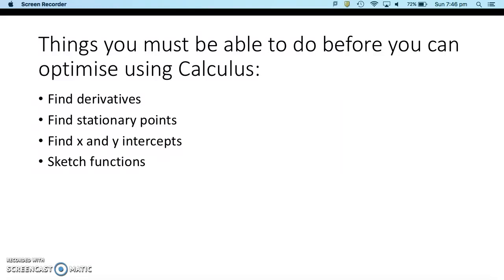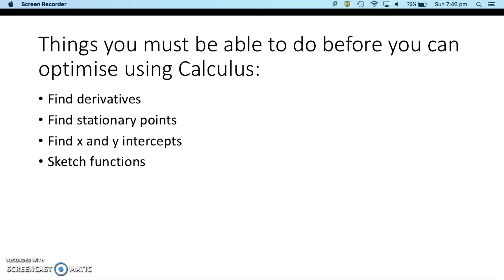Today we're going to be learning about optimization. In order to do optimization with calculus, you need to already know how to find derivatives. If you can't find the derivative of a function, you won't be able to optimize using the methods I'm about to show you. You will also need to be able to sketch functions.